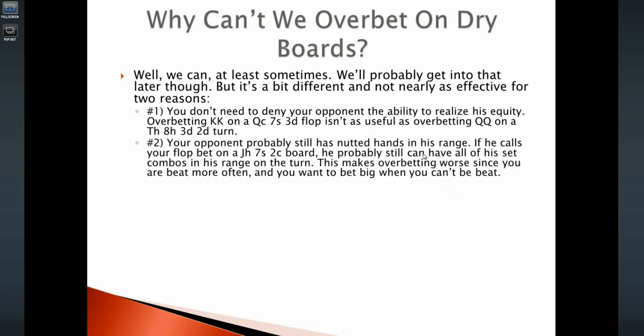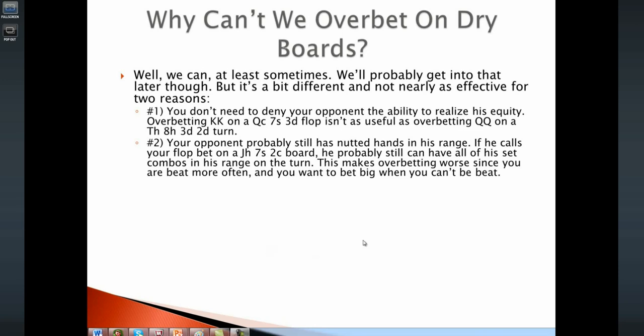Number 2, your opponent probably still has nutted hands in his range. If he calls your flop bet on a Jack 7-2 rainbow board, he probably can still have all of his set combos in his range on the turn. This makes overbetting worse since you are beat more often and you want to bet big when you can't be beat. So let's stick with this Jack 7-2 rainbow board for 1 minute.